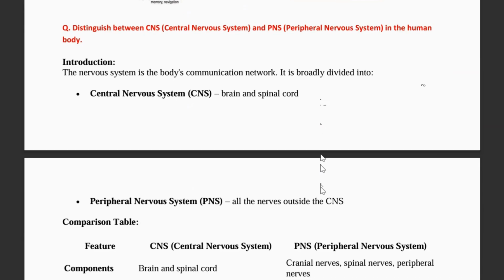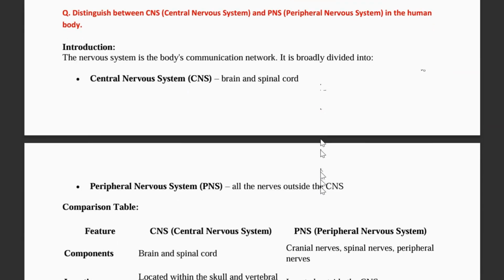Next comes: distinguish between the central nervous system and the peripheral nervous system in the human body. The nervous system is the body's communication network. It is broadly classified as CNS and PNS. The CNS includes the brain and spinal cord. The PNS includes all the nerves outside the CNS.